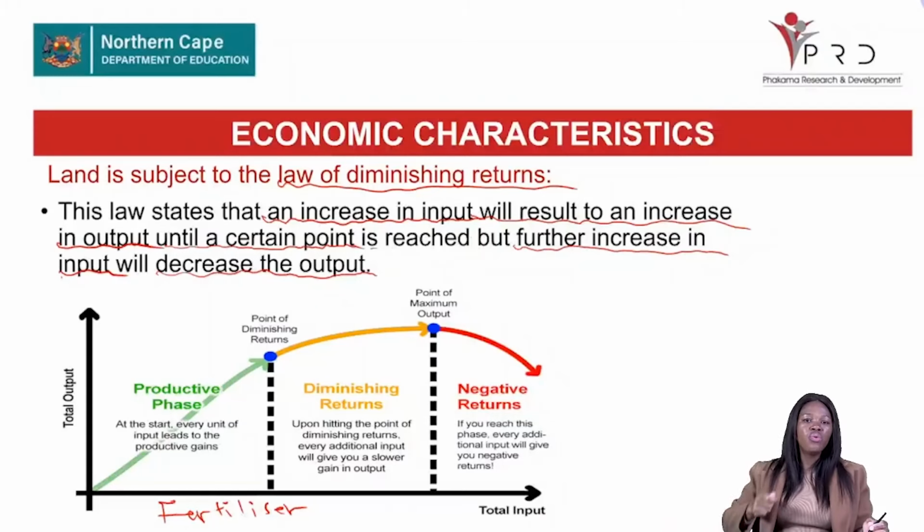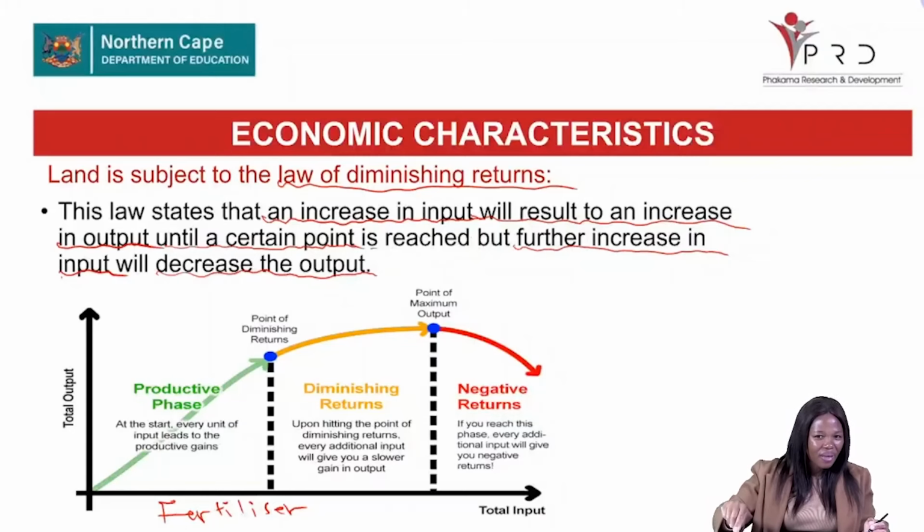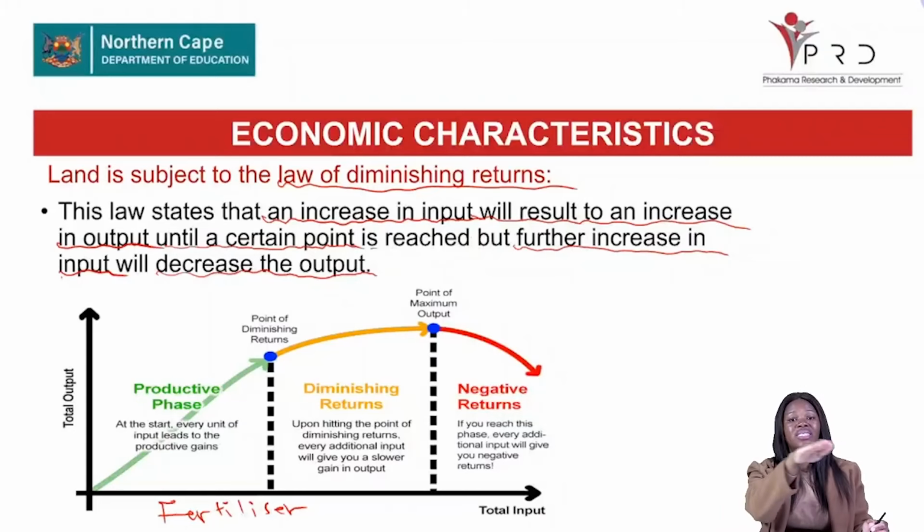Now, when we apply the fertilizer on the soil, what happens to our crops? They grow. Keep on adding the fertilizer, they will grow up until they reach a certain point, which is maturity. But once we keep on adding the fertilizer, what will happen to our maize? It will start going down. That will start decreasing the production. Meaning, once we have reached the maximum yield, there is no need for us to continue adding the input, the fertilizer.